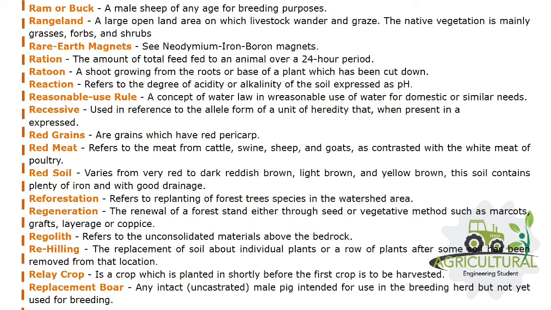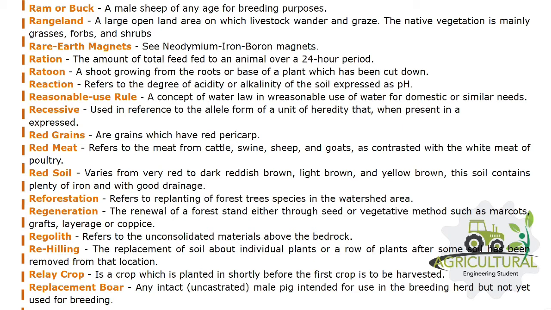Regolith refers to the unconsolidated materials above the bedrock. Rehilling, the replacement of soil about individual plants or a row of plants after some soil has been removed from that location. Relay crop is a crop which is planted shortly before the first crop is to be harvested.